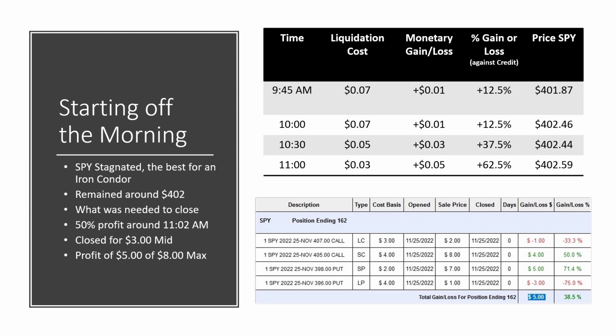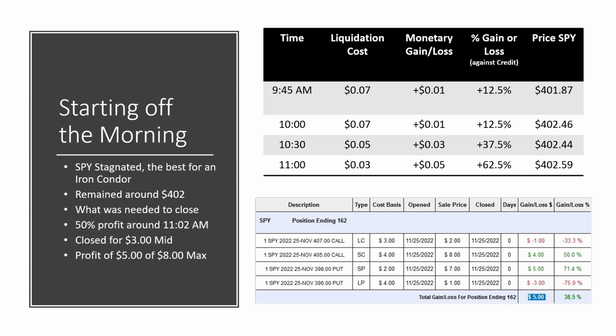We did realize the 50% profit at about 11:02 a.m. Eastern Time. Let's take a look. At 9:45, liquidation cost was 7 cents. We would have kept 1 cent of profit 8 minutes into the trade or so, 12.5% of the total expected net credit of 8 cents. SPY is at 401.87. At 10 a.m. Eastern Time, 7-cent debit to close all 4 legs, 1 cent profit again, 12.5%. SPY is at 402.46.